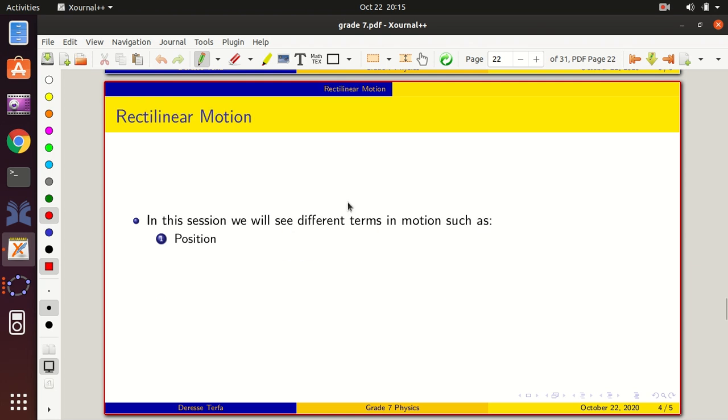Next, in the next presentation, we will see about rectilinear motion. Thank you very much. That is the end of our presentation.